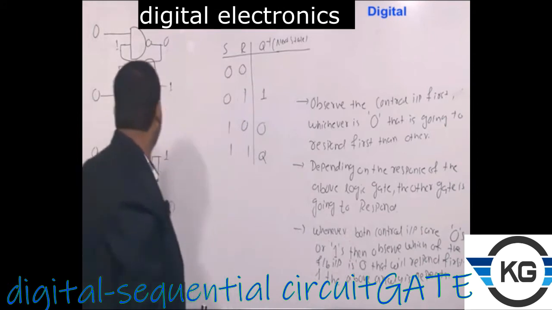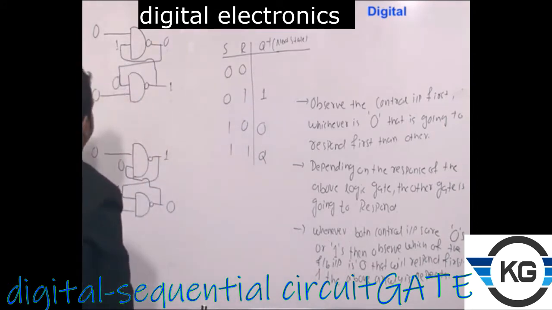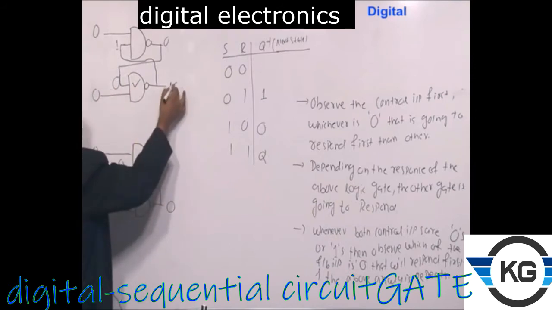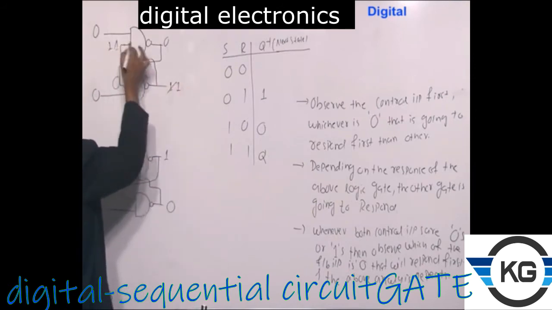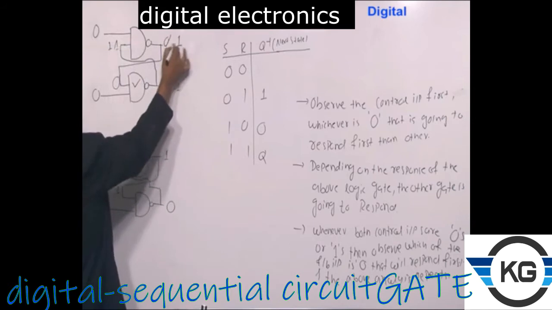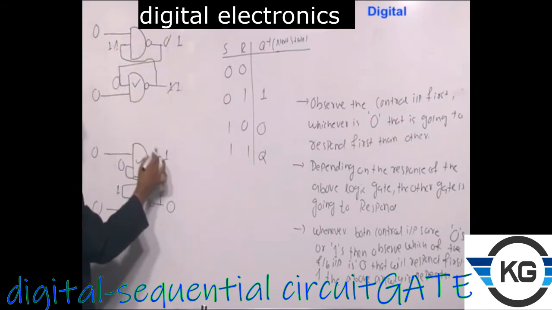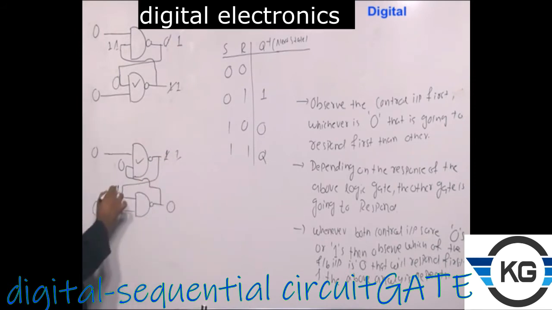Now what I am saying is, when both the control inputs are zeros, then observe which of the feedback input is 0. So now both are 0, 0. I am not in a position to decide, so I should observe the feedback. So this feedback input is 0, so this will respond first. This is 1, this is 1. How much will you get? Again this will be 1. Here also, this will respond first. So this is 1. This one is again coming here.